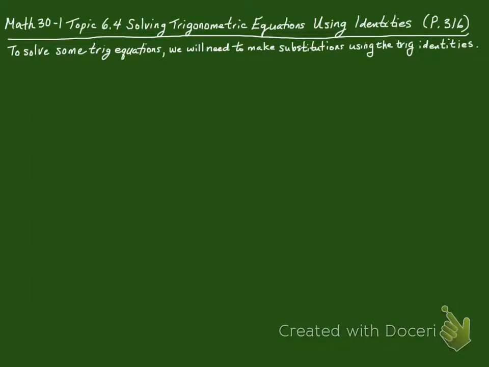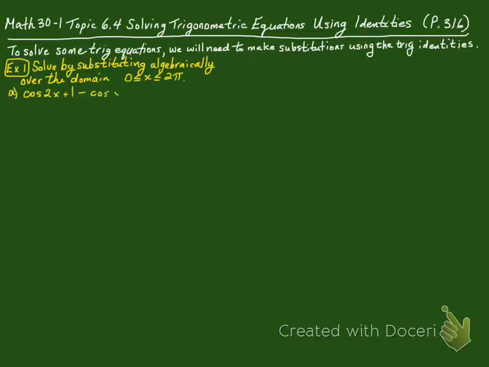Okay, today we're doing topic 6.4, solving trigonometric equations using our identities, from page 316 of our textbook. We want to solve some trig equations. We'll need to make some substitutions using our trig identities. In our first example, we want to solve by substituting algebraically over the domain 0 is less than or equal to x is less than 2 pi.